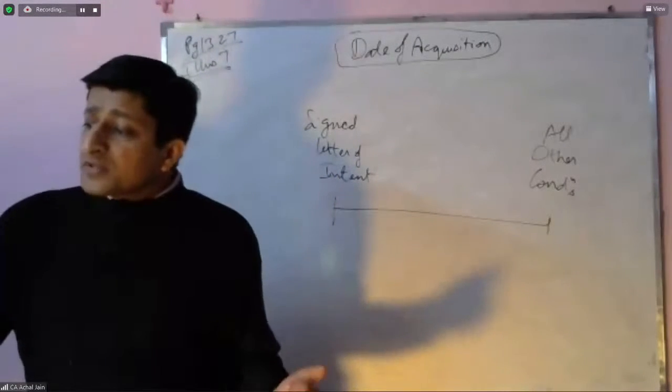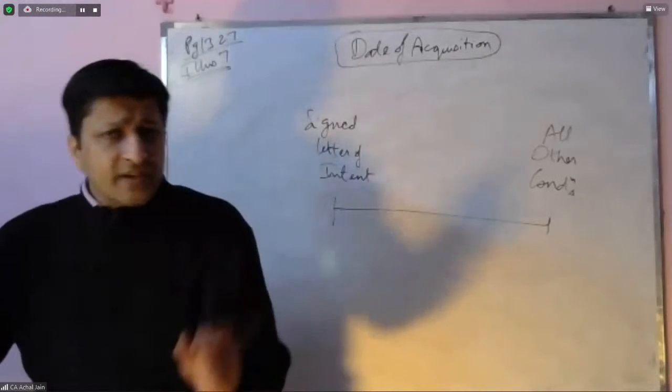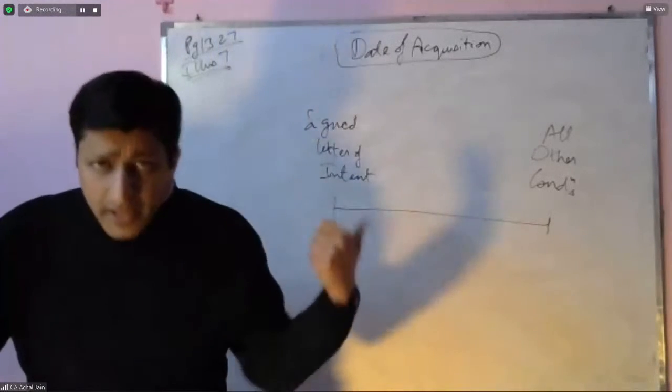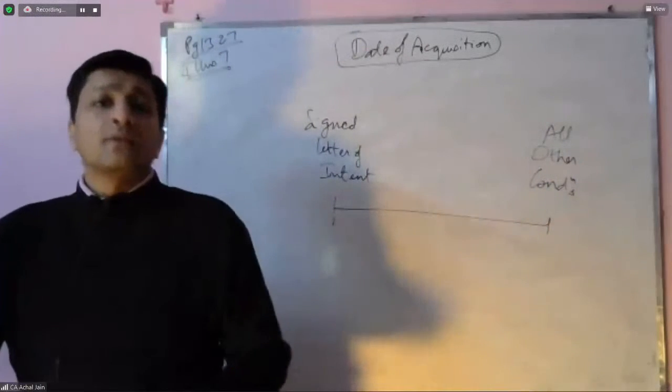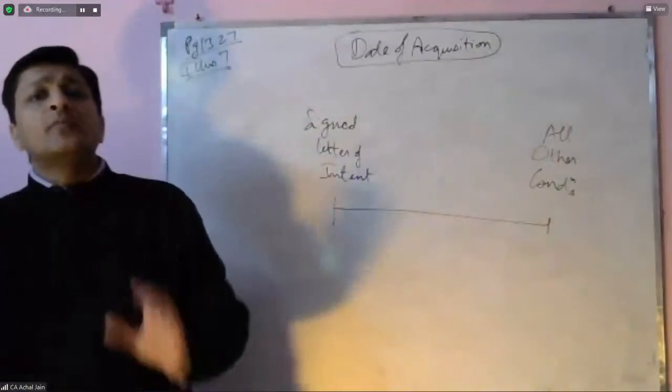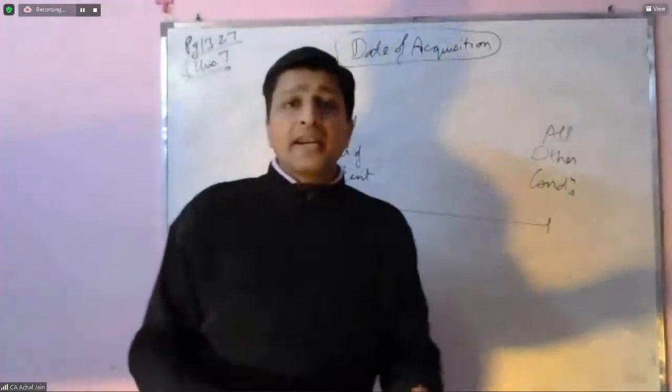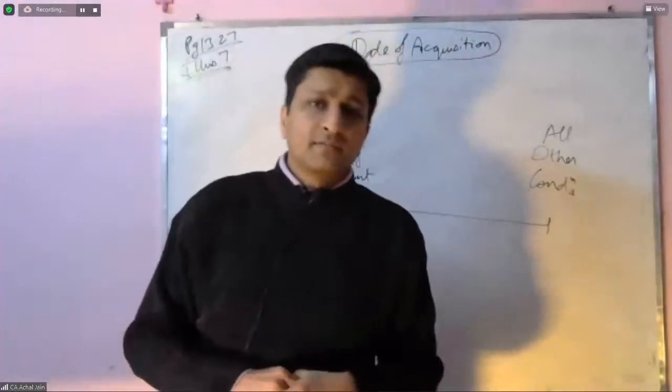Divakar is asking, sir, what is the date of acquisition in the present case? As we discussed, the date of acquisition in the example we discussed was the date when the company obtained control. And in case the regulatory approval is substantive, then it will be the date when regulatory approval is obtained.